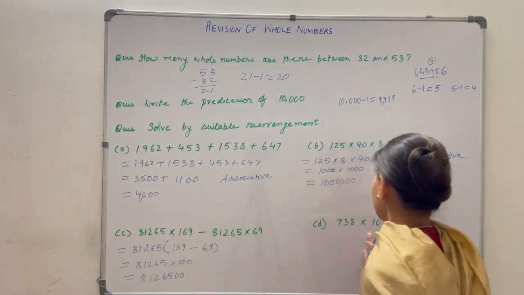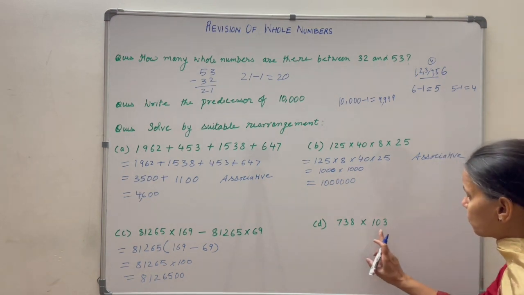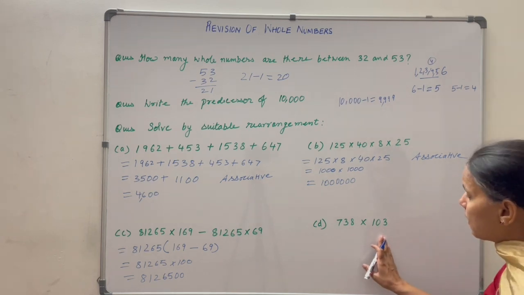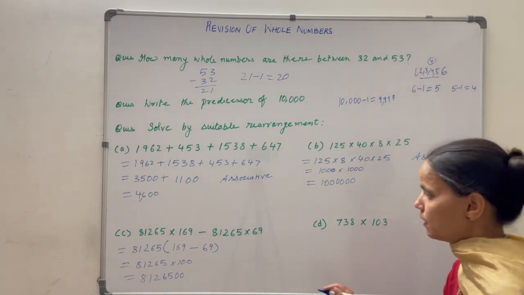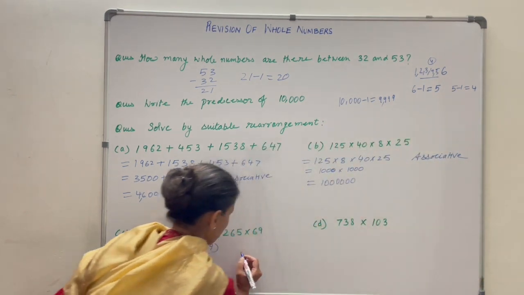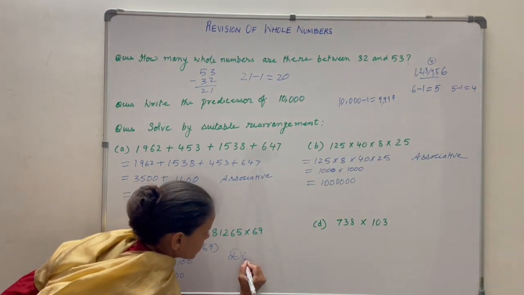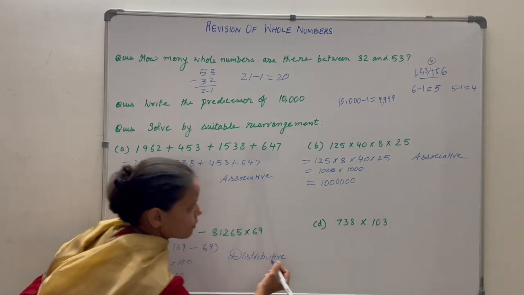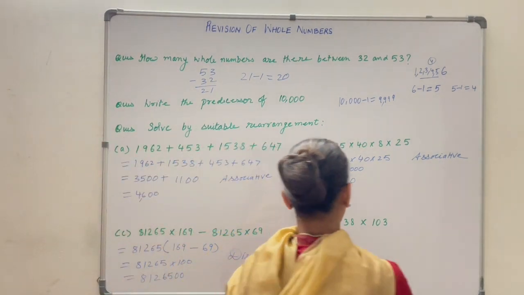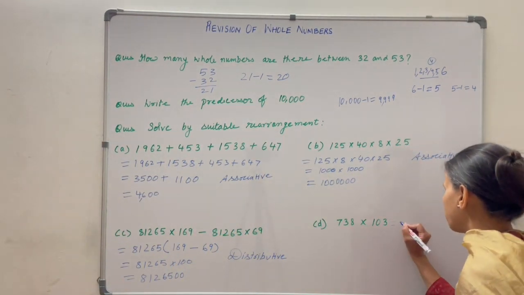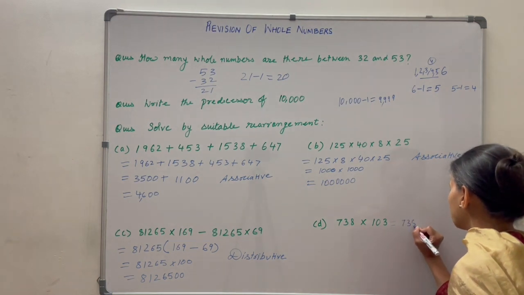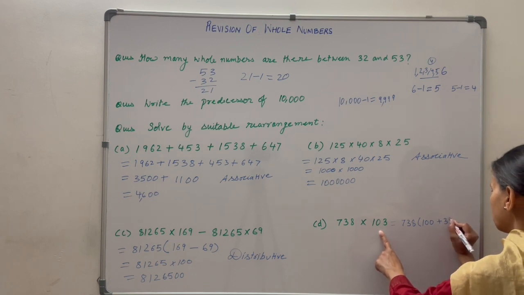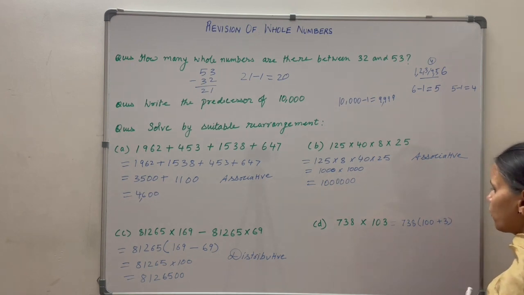Now you have to simplify this. How are you going to do it? We can simplify this by breaking 103 as 100 plus 3 and then we can apply the distributive property. So I'll write down which property we have used here. We have used the distributive property. Similarly, the same property we will use here. It is not given to you directly, but we have to expand it and write. So for 738, I am going to split 103 as 100 plus 3. Now it will be easy for you to multiply.